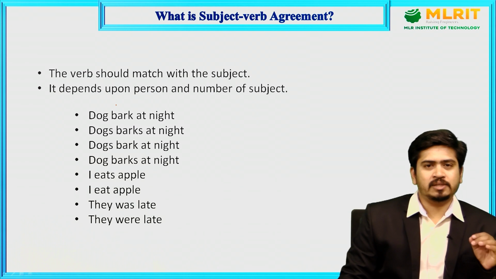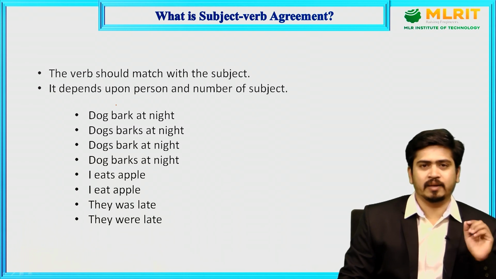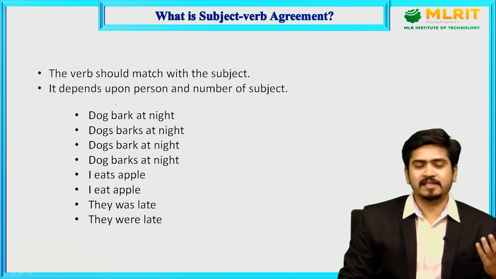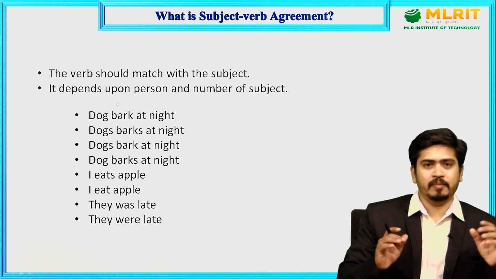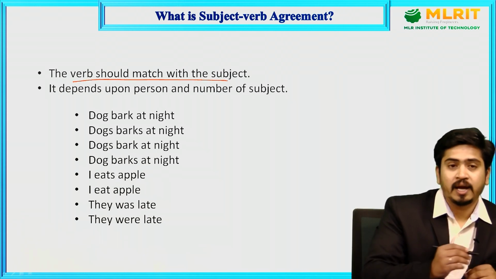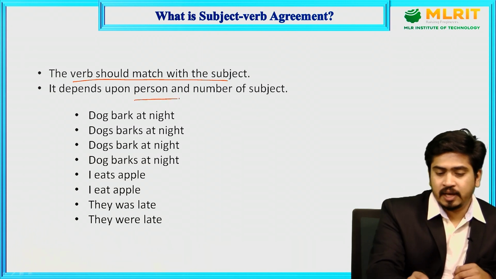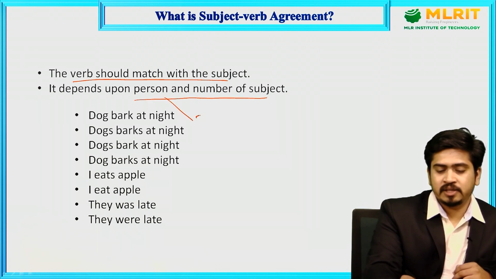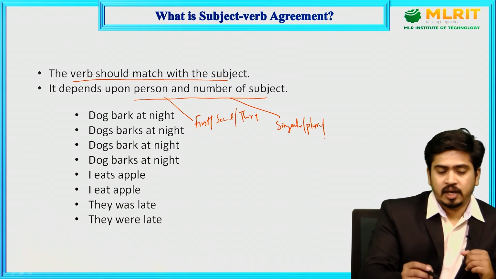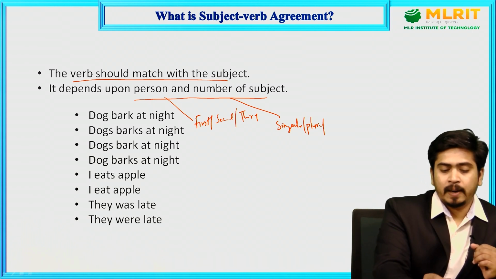Now, let us try to understand what is subject-verb agreement. In English, when we write or speak sentences, each sentence has a subject and verb, and this verb should be in agreement with subject, and it depends upon the person and the number of subject. The person is either first person or second person or third person, and number is whether it's singular or plural. It depends on these.